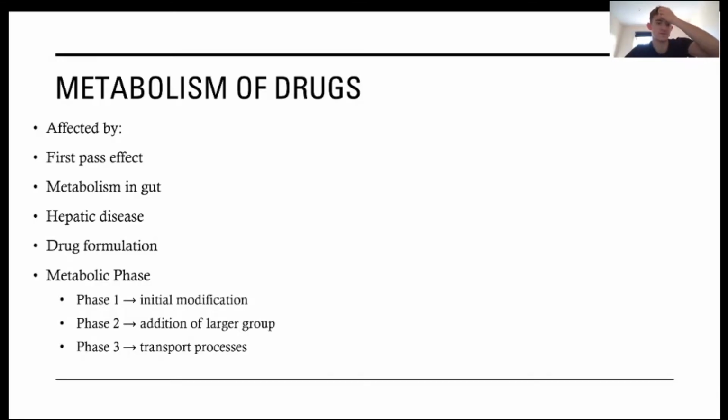And we've got these three metabolic phases, which we're going to talk about. These are initial modification, the changing of the structure of the drug, then addition of a larger group, and then transport processes. Drugs can either go through stage 1 to 2 to 3, or they can go through phase 2 first, which we'll see an example of, then phase 1, or they can simply go from phase 1 all the way out and get excreted.